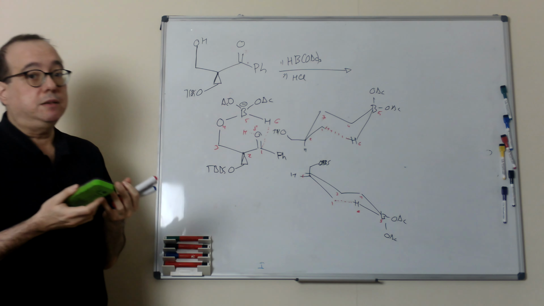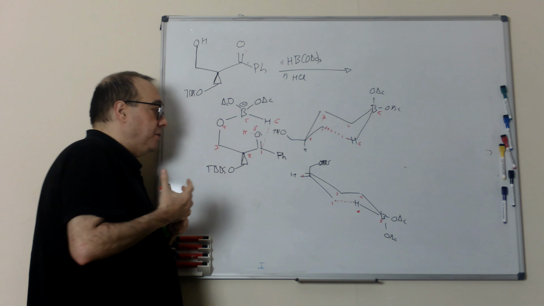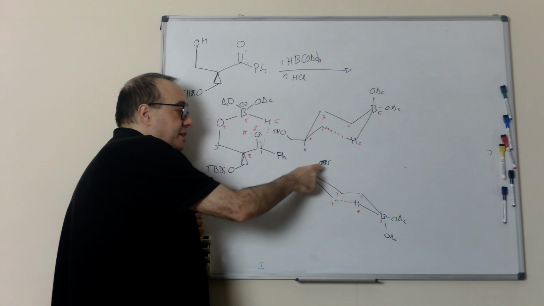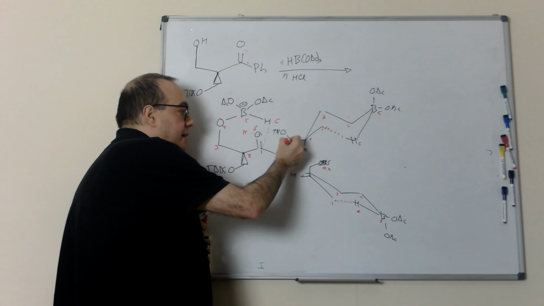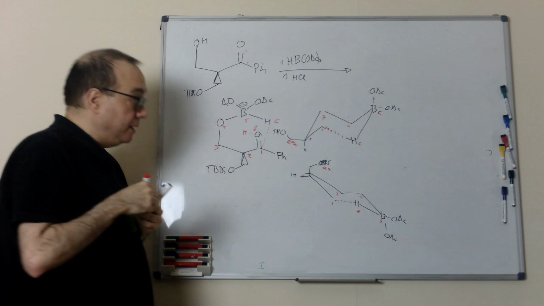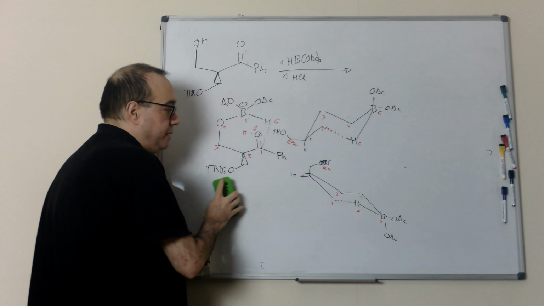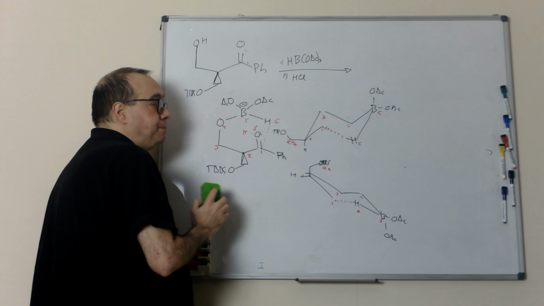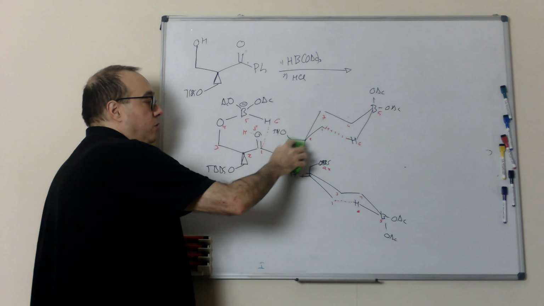Which chair is more stable? This is the next question that we have to answer. This chair presents this substituent in axial, while this chair presents this substituent in equatorial. Obviously, this chair will be more stable than this one. This will be the most stable chair, the most stable conformer. That means that we will follow with this conformer.